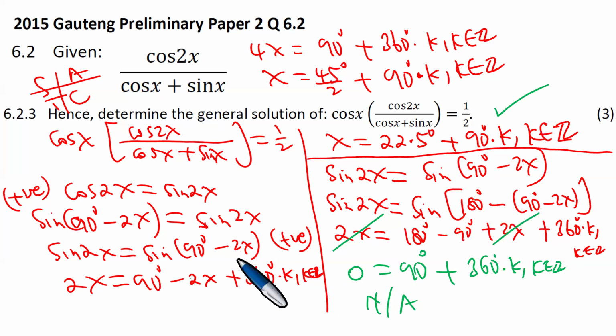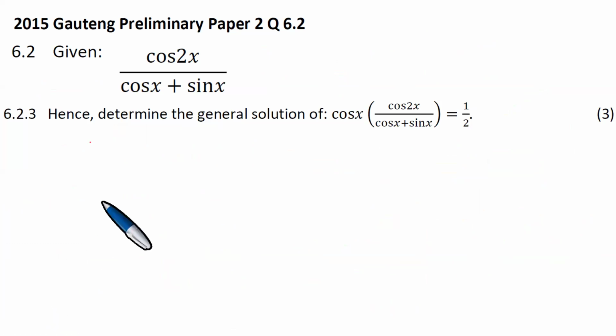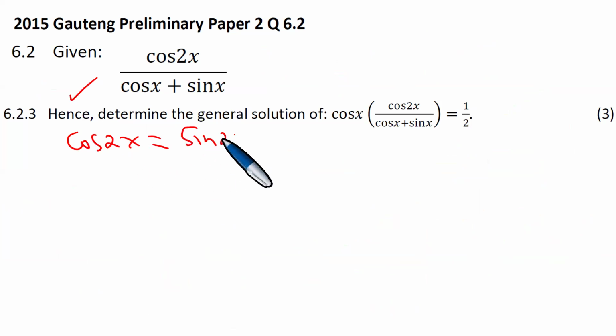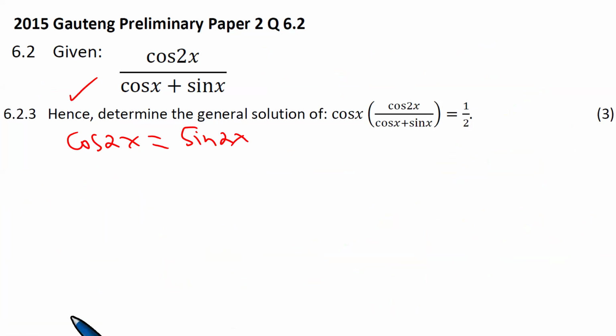But now there's another kid who is way too smart, who's going to come and say, okay, but they said hence, and we already know that cosine 2x is equal to sine 2x. The kid can come and say, but I can just do this easily. I can just divide. Yes, we can just do division.